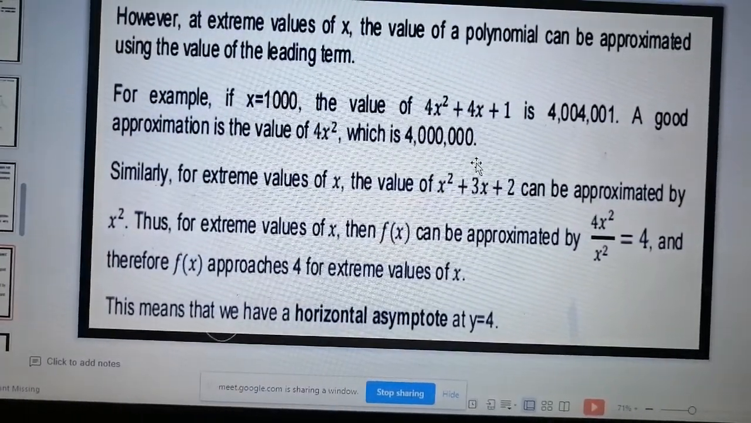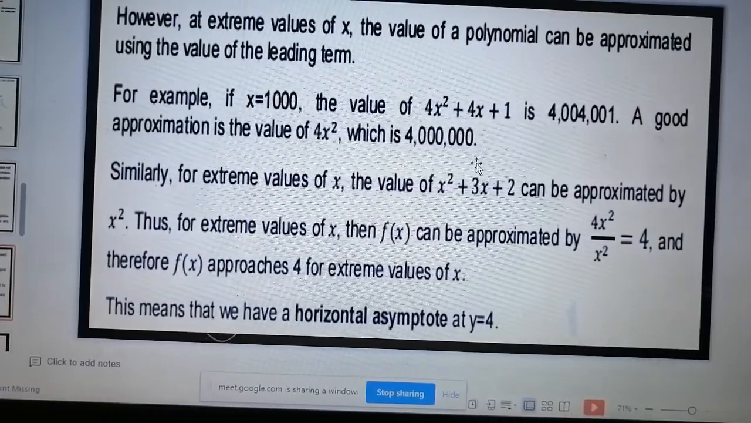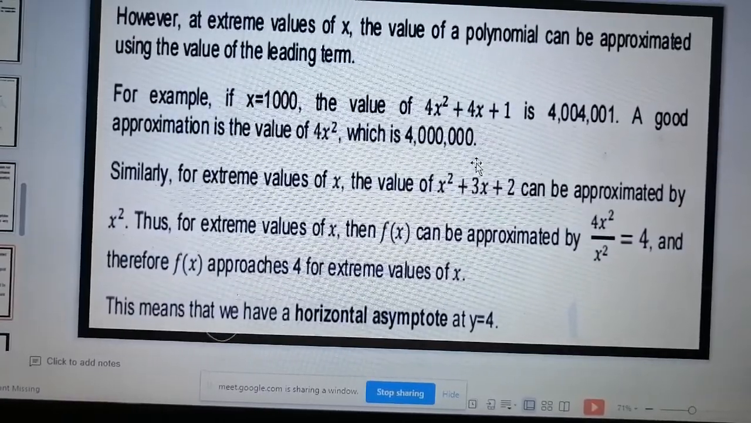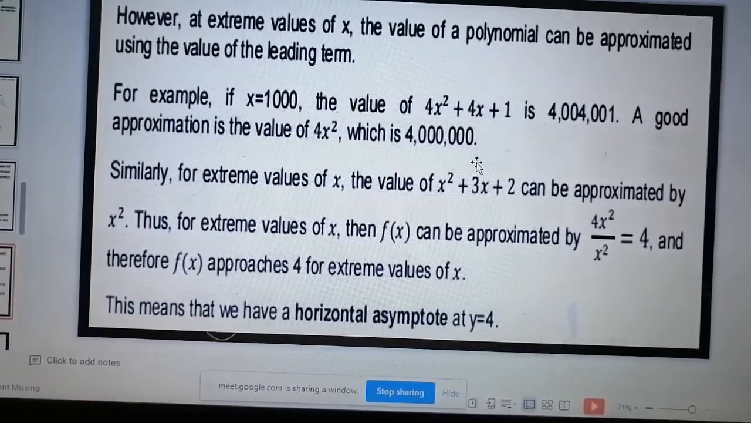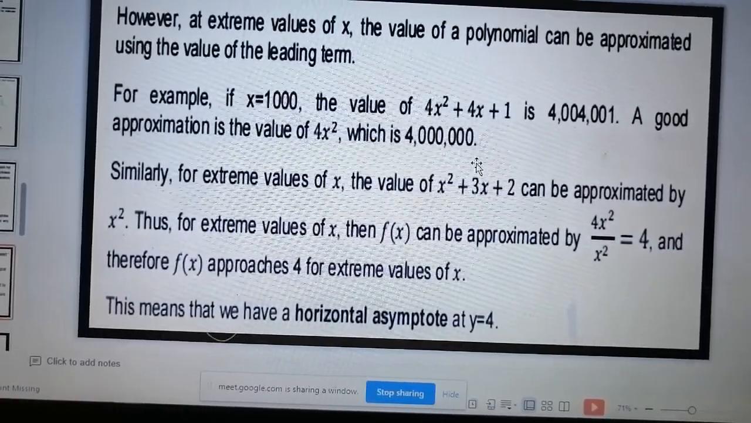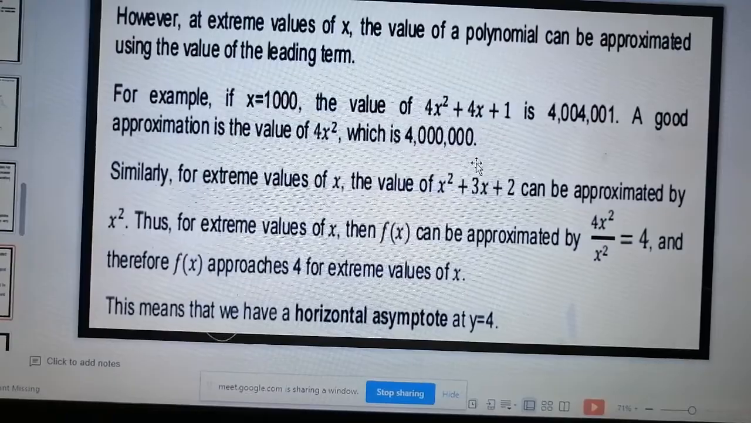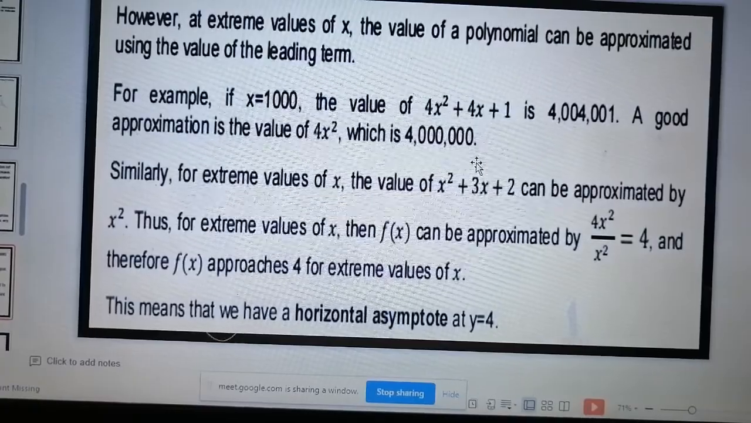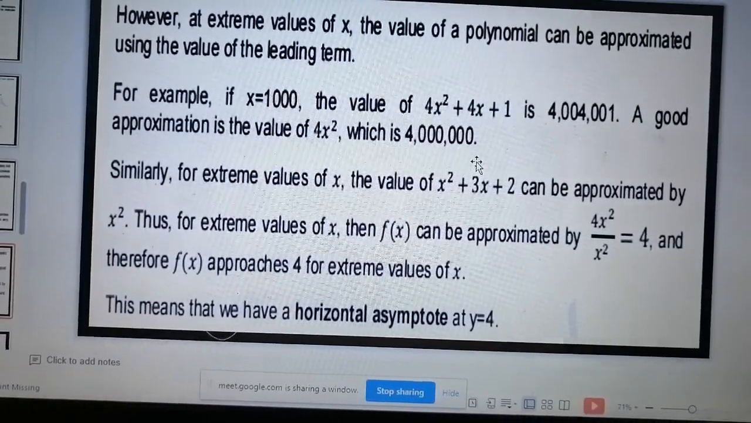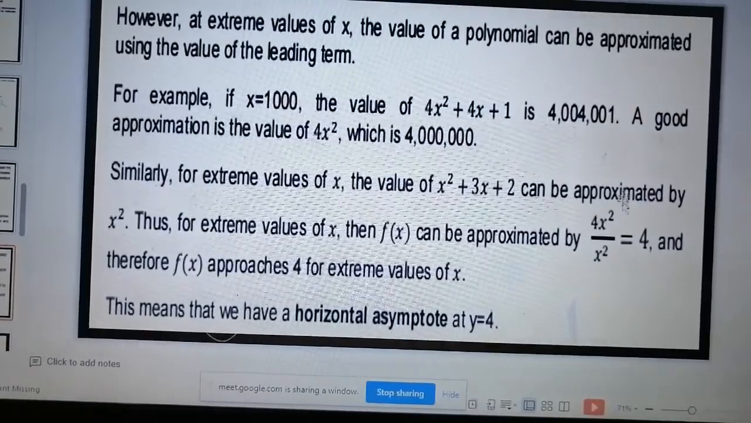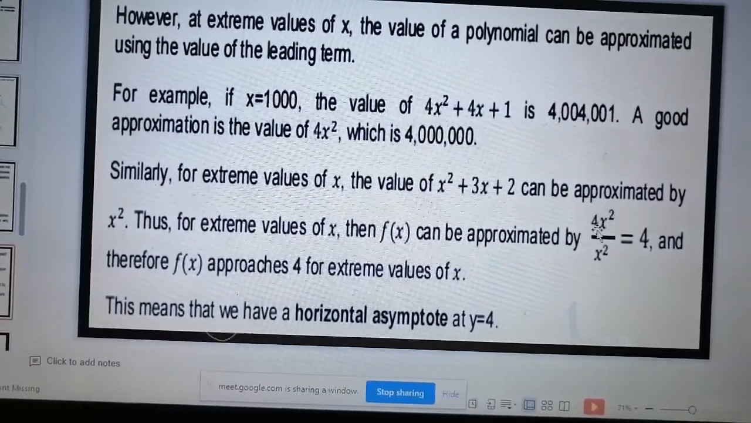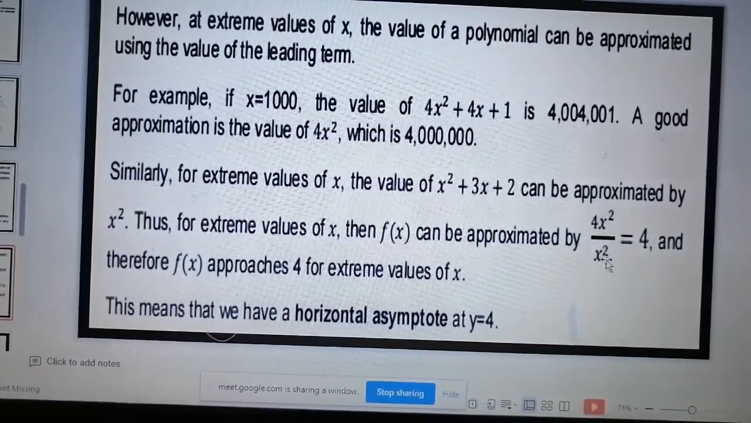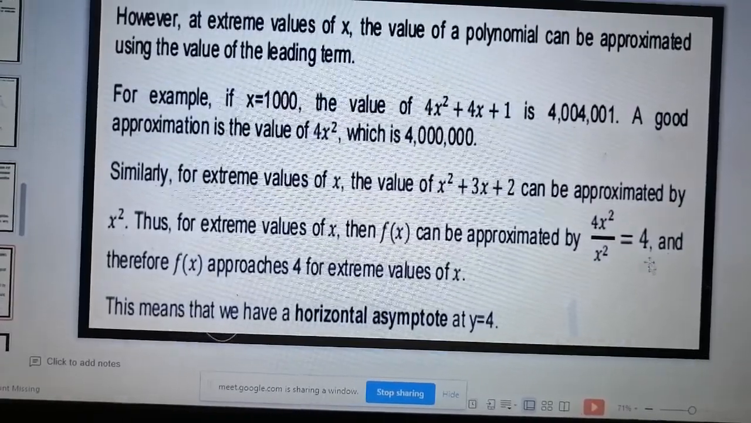Okay, we have 4x squared. Okay, ganito anak ang pagkuha ng extreme value of x. So the value of x squared plus 3x plus 2 can be approximated by x squared. Okay? Yung nasa una lang, yung laging first term lang ang kukunin natin. So for an extreme value of x, the function can be approximated by, tingnan nyo, yung first term lang lagi ang kinukuha. 4x squared divided by x squared. Cancel out the x squared. So, ang mangyayari dyan, ang kanyang extreme is equal to 4.